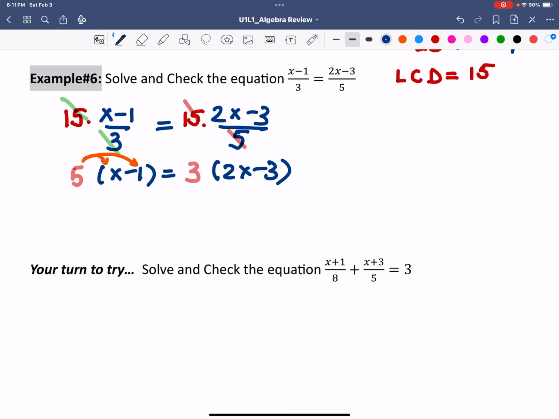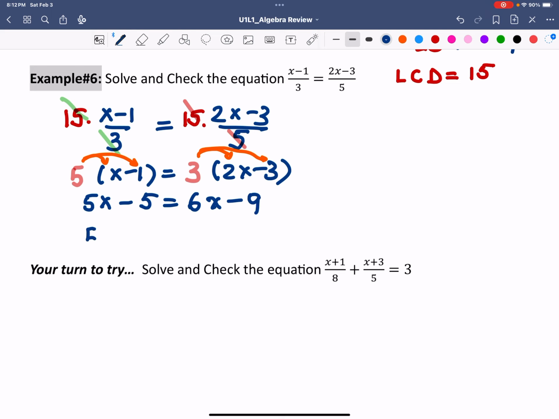So 5 times x, 5x. 5 times negative 1, negative 5. Now, don't forget to multiply 5 by both x and negative 1. A common mistake we tend to make is we multiply by the first term and we forget to do the second one. So the second one must be multiplied by the number in front of the brackets. Okay, next we have 3 times 2x and 3 times negative 3. So that means we have 6x minus 9.